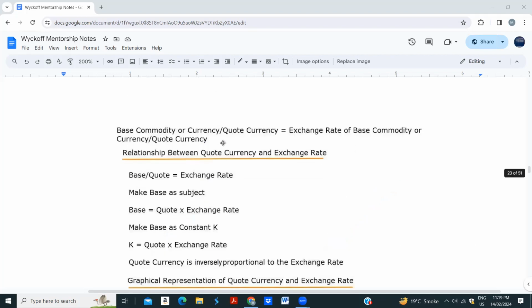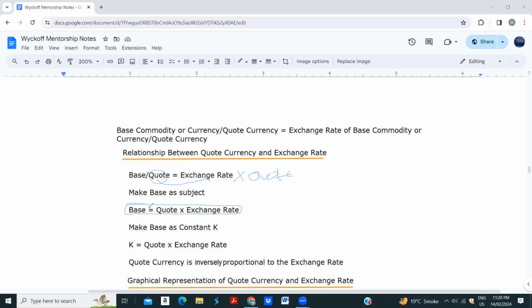All right. Now we're going to move to the quote currency and its relationship with the exchange rate. So we write down the same formula: base divided by quote is equal to exchange rate. Now we have to make base the subject. We send quote from the denominator to the other side, so the quote will multiply. It becomes: base is equal to quote multiplied by exchange rate.